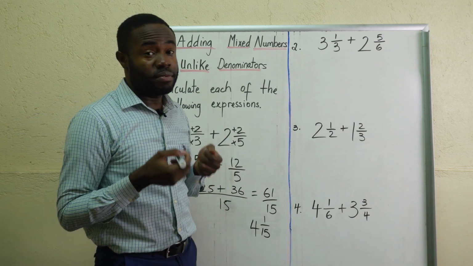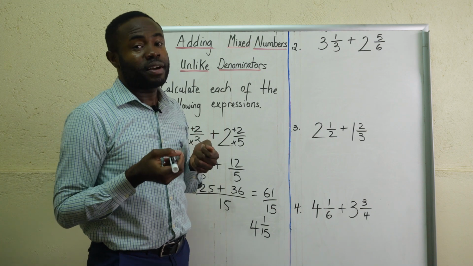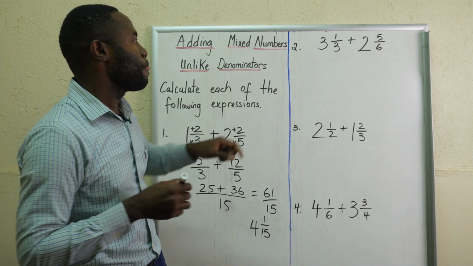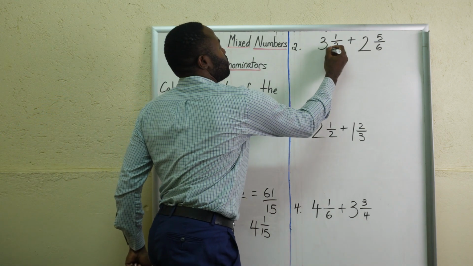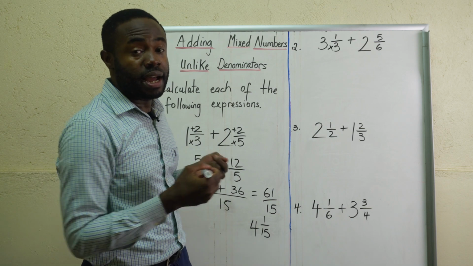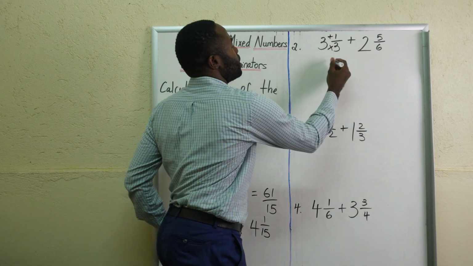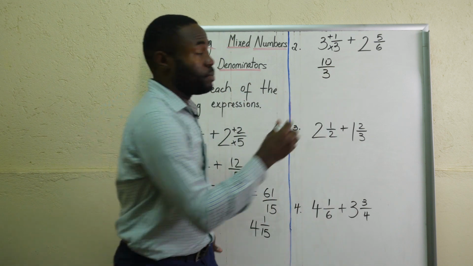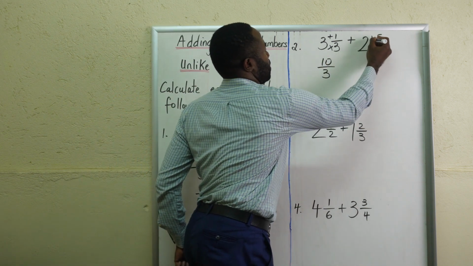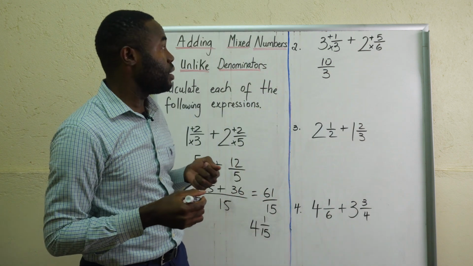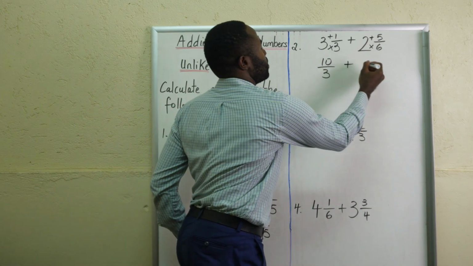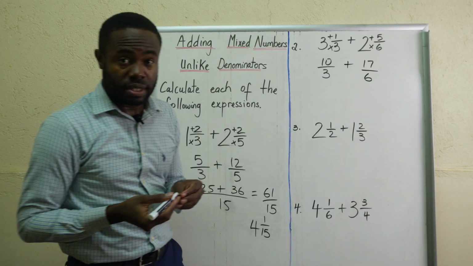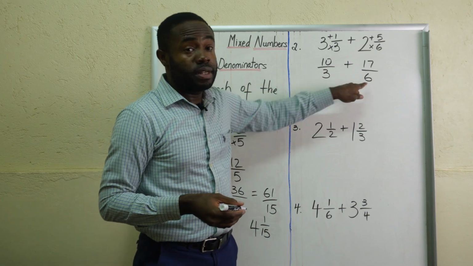Again, convert all the mixed numbers to improper fractions, unless you really know what you're doing. At this stage, I'll strongly recommend that. So let's multiply. 3 times 3, that gives us 9, and 9 plus 1, that gives us what? 10, and then put back our denominator. Then let's multiply, then add again. So it's 6 times 2, which is 12, and then 12 plus 5, that gives us 17 over what? Over 6.